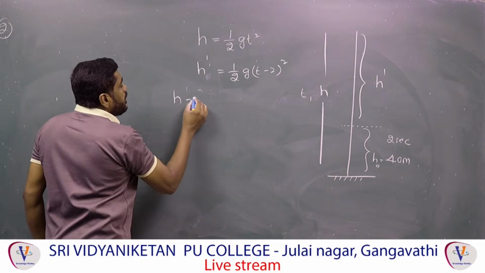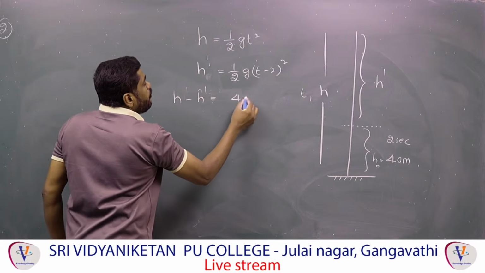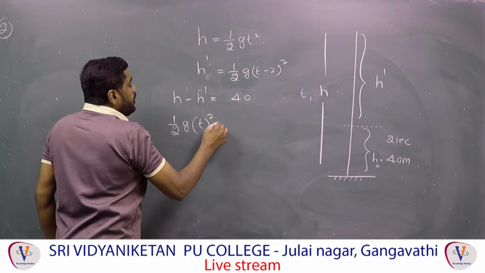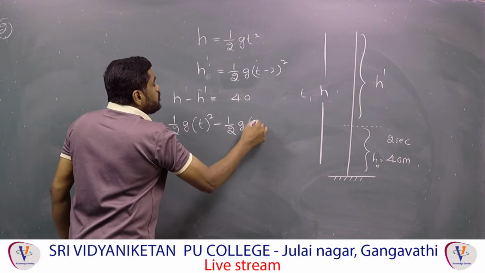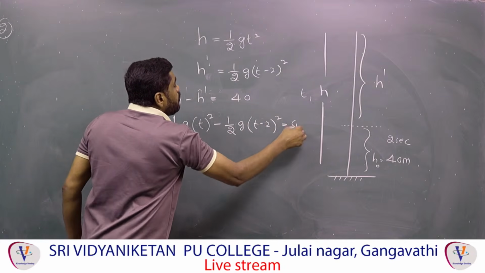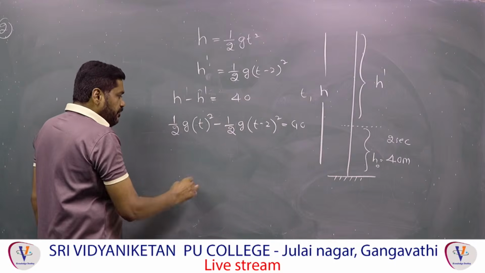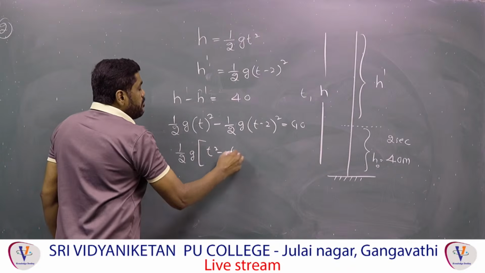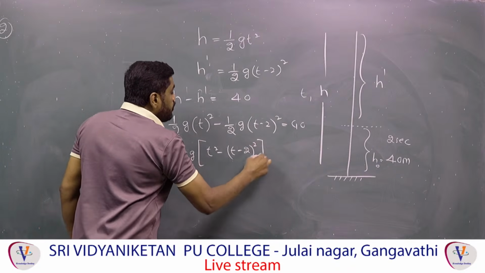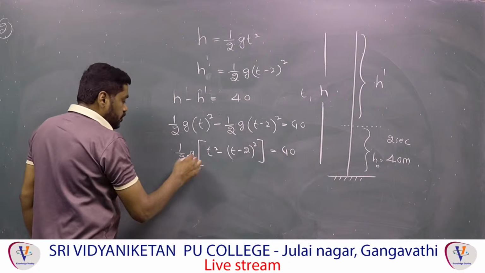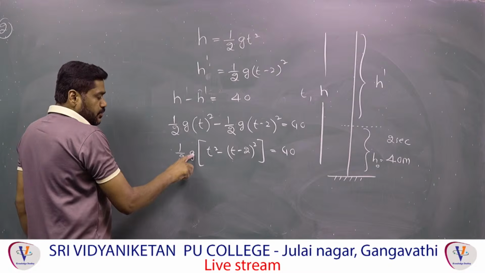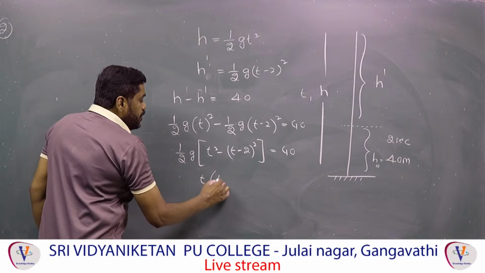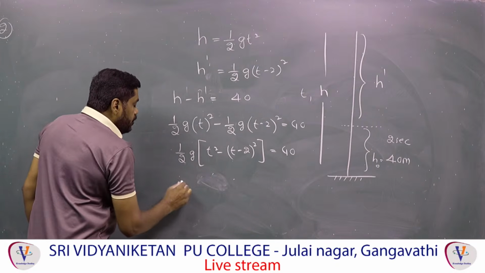And they have given h minus h dash is equal to 40 meter, and h is half g t square, so minus half g into t minus 2 whole square is equal to 40. After simplification, we get half g into t square minus t minus 2 whole square is equal to 40. Now g is equal to 10, so 10 by 2 is 5, and the 5 goes to the other side.